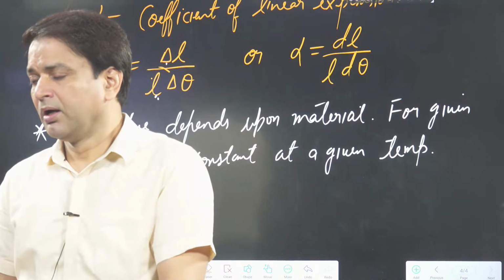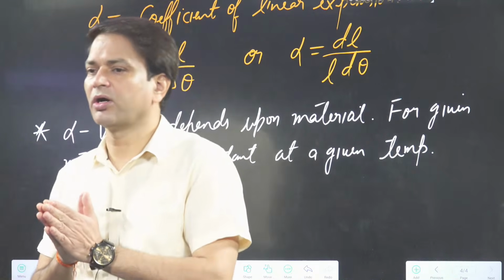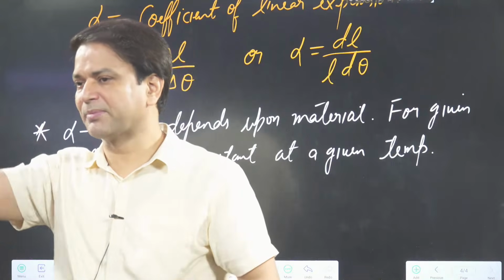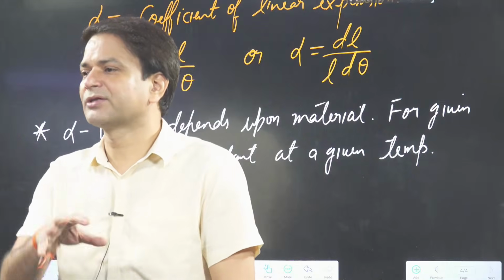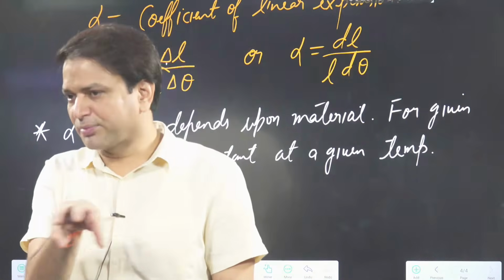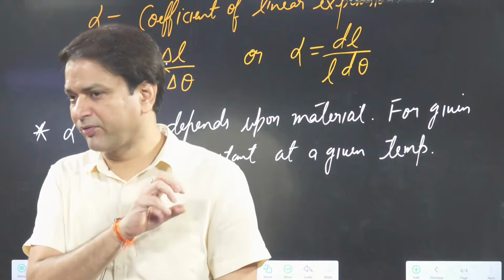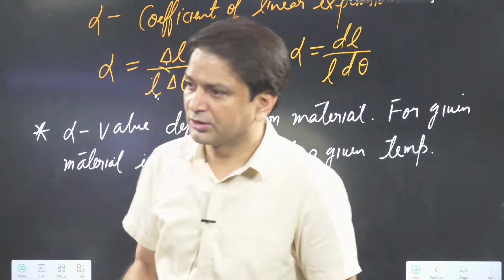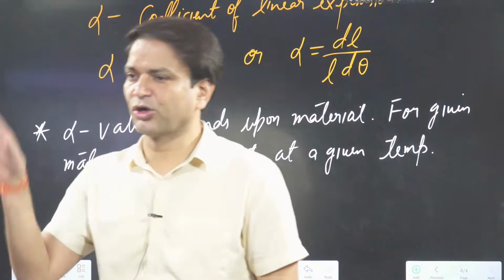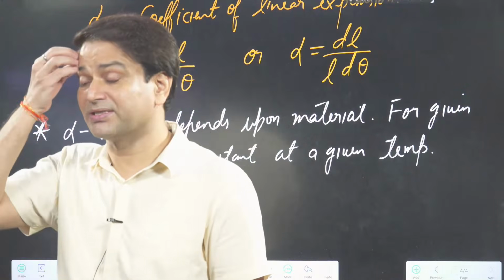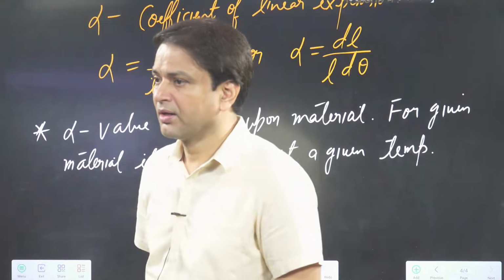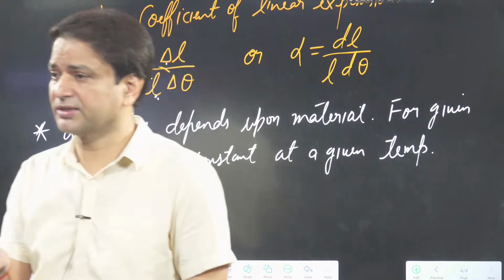Now one small question I am asking. Suppose in the question they give: alpha value depends upon. First option, the length of the material or size of the object. Second option, the temperature. Third option, the material. Fourth option, none. What is the right answer? The answer is material.